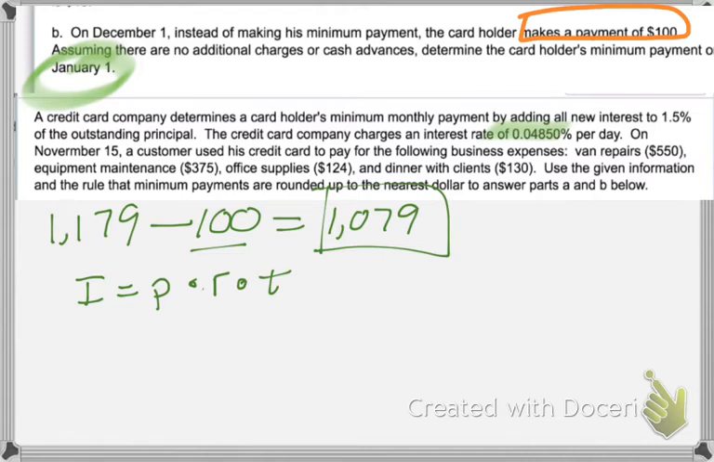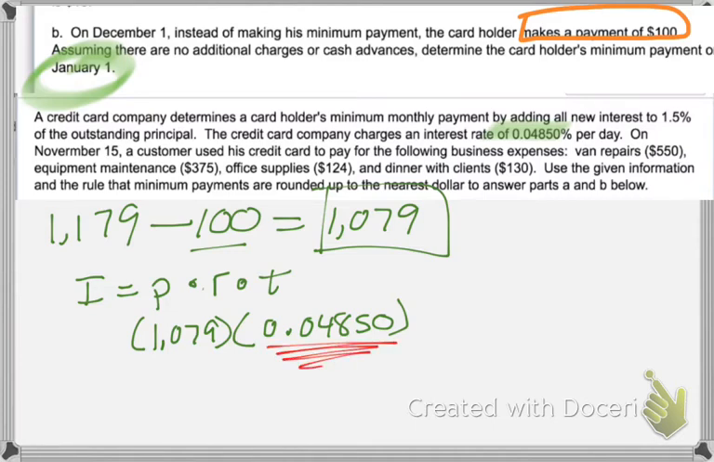So in this case, the principal, the amount that we borrowed, is $1,079. The rate, 0.0485. Okay, now what I just did here is make a very common mistake. This is not the correct rate. A lot of people think, well, that's a decimal right there and I need to multiply a decimal. Well, this decimal is also a percent. You can see the percent sign right there. So I actually need to convert it from a percent into a decimal.